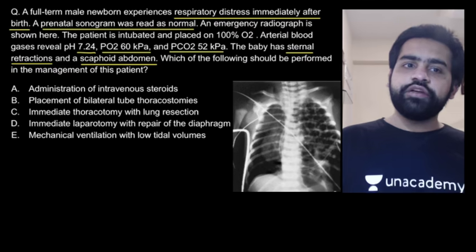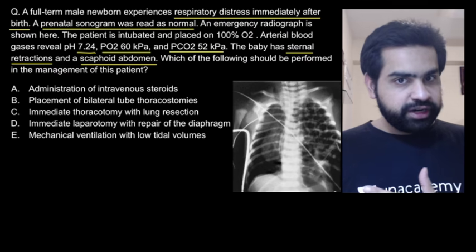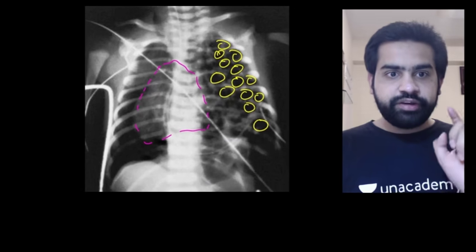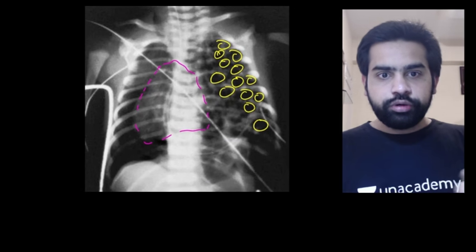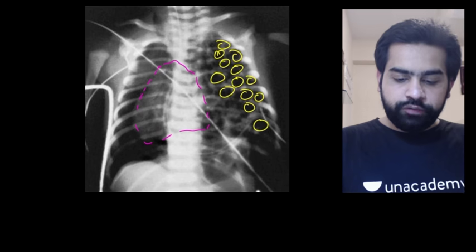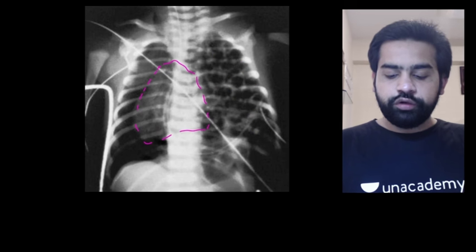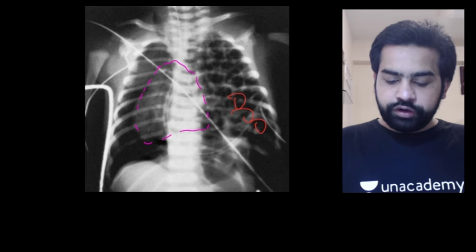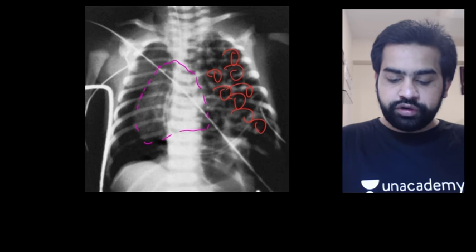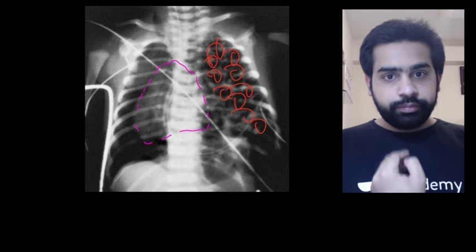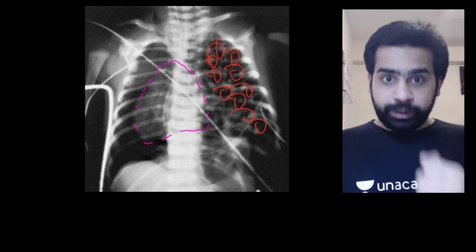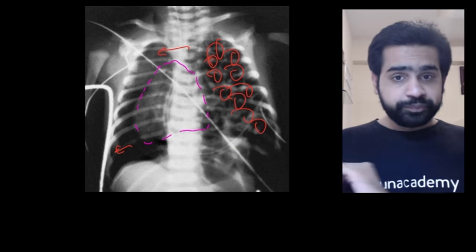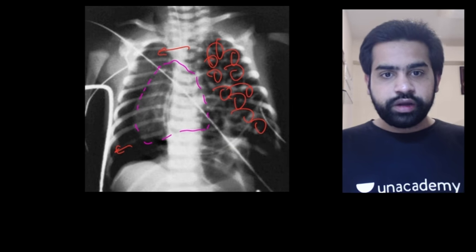So here you have a child who came to you with respiratory distress. Prenatal ultrasound was normal, but the postnatal radiograph has been shown. And what you're able to see is that, normally you have a normal looking lung field over here, but here the parts of the intestine have gone up, and that is why all these black shadows are seen in the thoracic cavity. At the same time, if you are able to appreciate, the cardiac shadow has shifted.